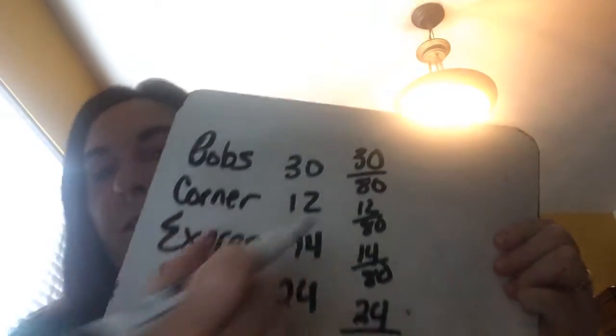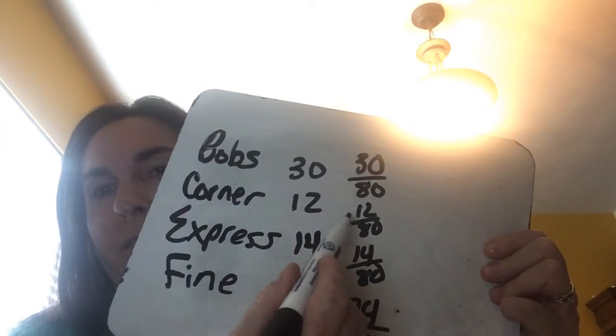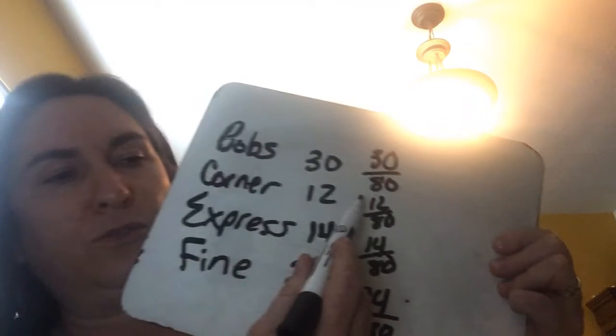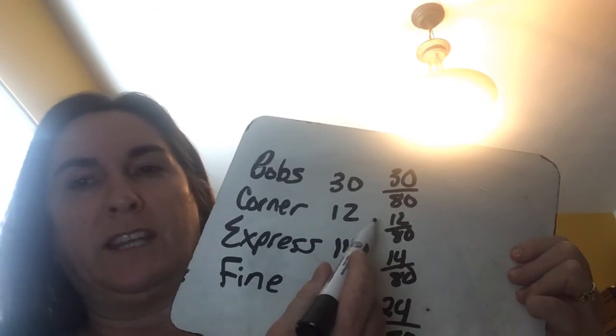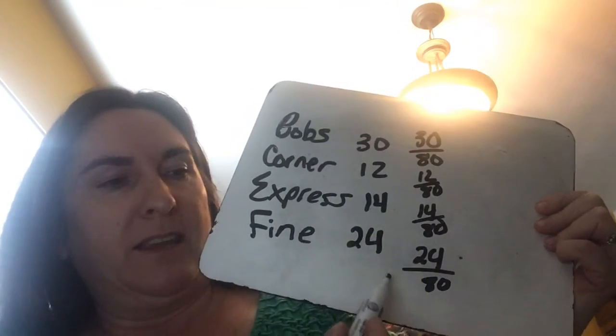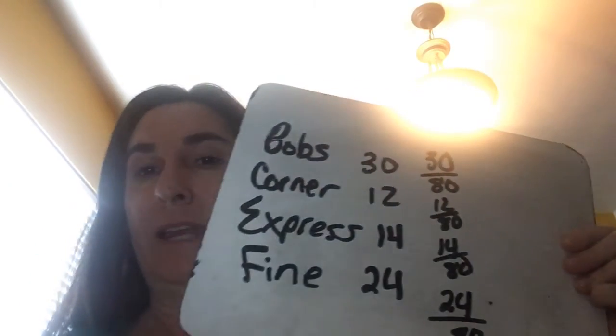Okay, now the last step is dividing. 30 divided by 80. 12 divided by 80, 14 divided by 80, and 24 divided by 80. Okay, let's start doing that. I'll start doing it also. Remember, you're doing your decimals.